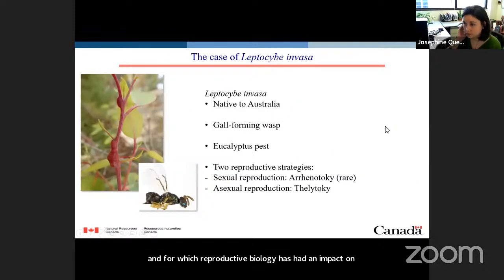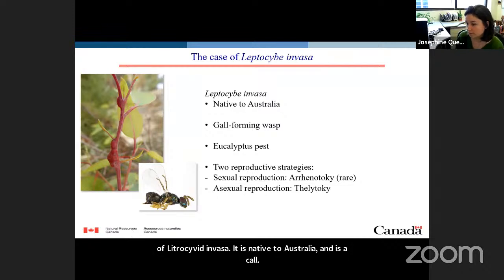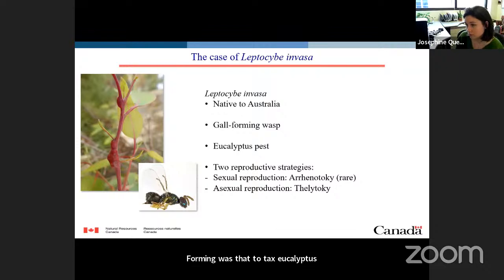So the first case is the case of Leptocybe invasa. It is native to Australia and is a gall-forming wasp that attacks eucalyptus trees. And from a reproductive biology point of view, it is a very interesting species because it has 2 reproductive strategies. A rare form of Leptocybe uses arrhenotoky, so it's a form of sexual reproduction. And then a more common form of this wasp uses thelytoky, which is a form of asexual reproduction.